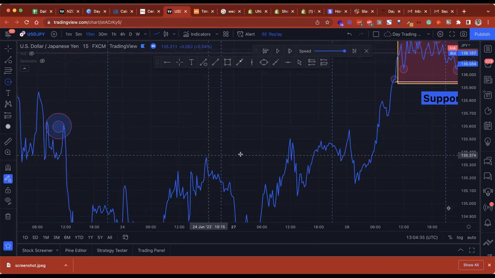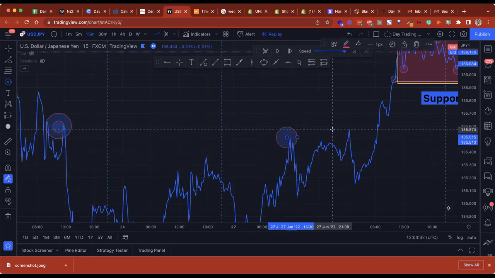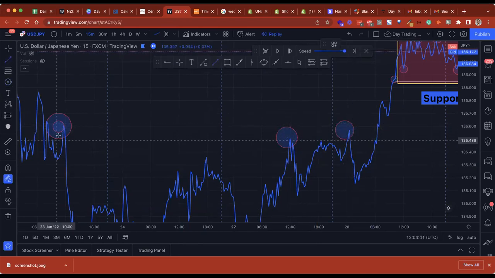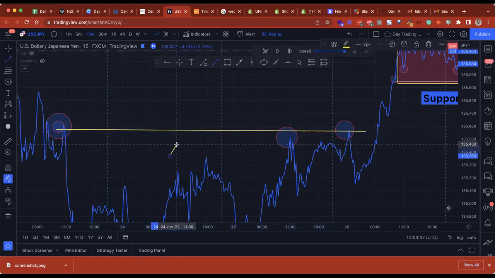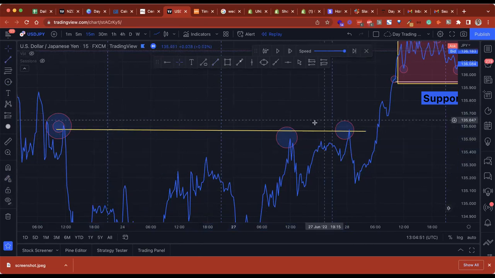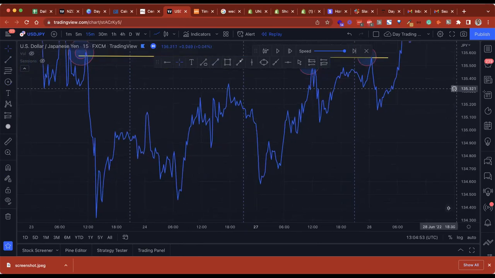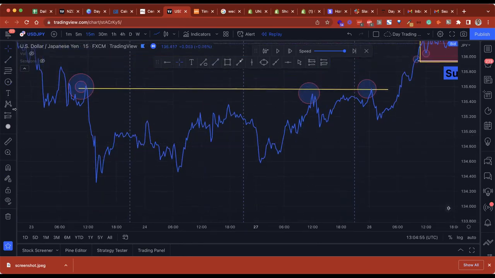That's kind of low, so I'm not going to count that one. Here's another one. Here's another one. So I see about three. Look, it goes through that area. Okay, and what happens? So that's our ceiling. Do we have a floor? Yeah, we kind of have a floor too.